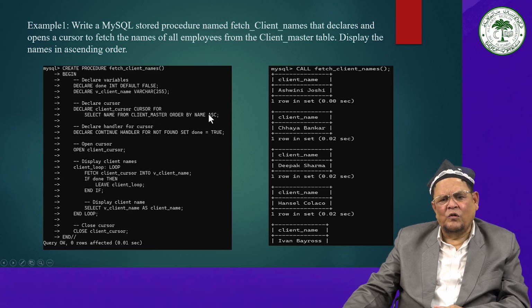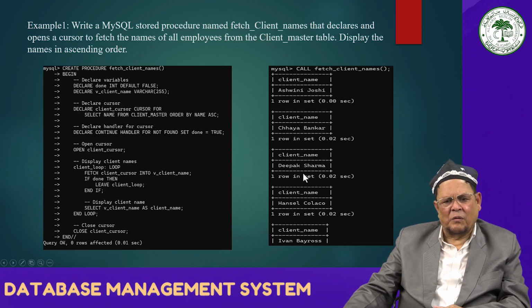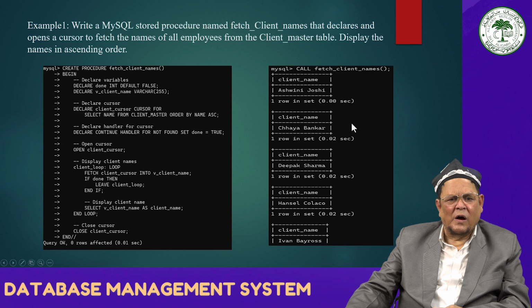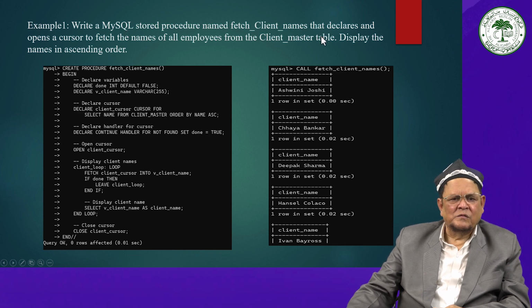So then how will you run it? For that you have to call fetch_client_name. I have made a procedure fetch_client_name. So client name Ashwani Joshi, one row selected. Client name Chaya Banka, one row selected. Client name Deepak Sharma, one row selected. Client name Hansat Kulako. So in this way, you are able to write an SQL procedure to fetch the client names by using a cursor.